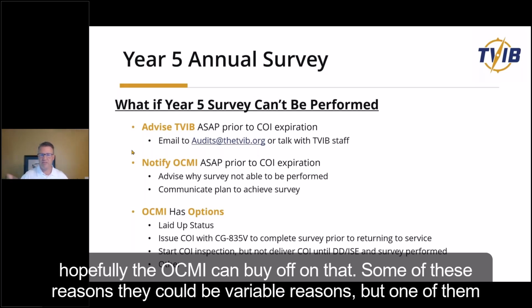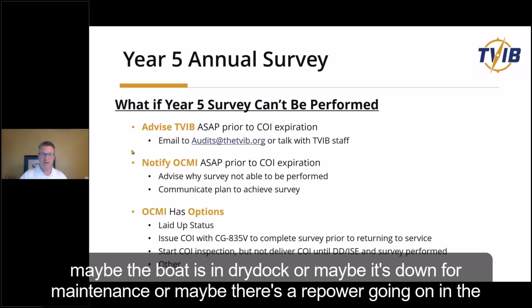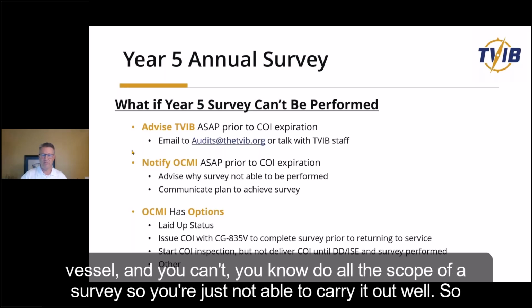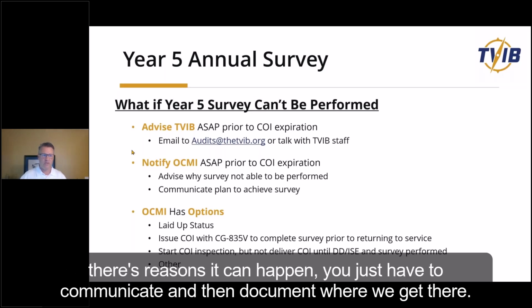Some of these reasons, they could be variable reasons. But one of them, maybe the boat is in dry dock, or maybe it's down for maintenance, or maybe there's a repower going on and the vessel, you can't do all the scope of a survey. So you're just not able to carry it out well. So there's reasons it can happen. Just have to communicate and then document where we get there.